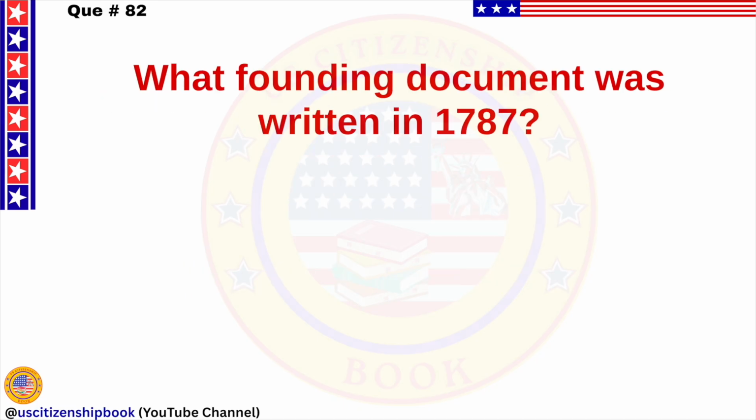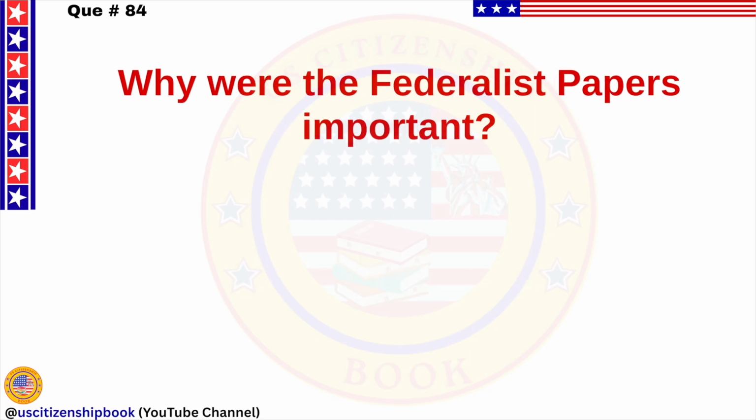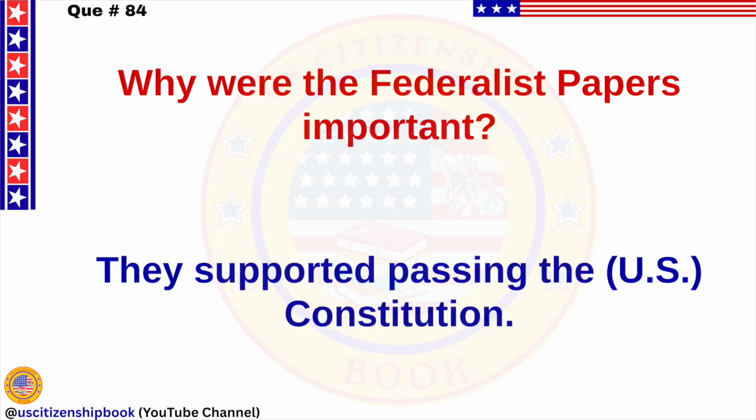What founding document was written in 1787? U.S. Constitution. Why were the Federalist Papers important? They supported passing the U.S. Constitution.